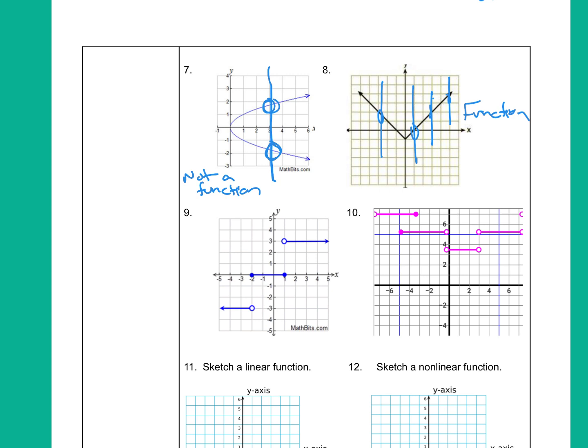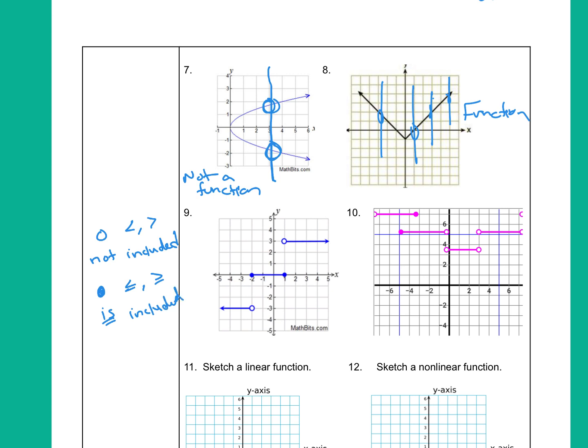Number 9, we had to remember a little bit about inequalities. If it was an open circle, that's when it was a less than or a greater than. And this means that that value at that circle is not included. Whereas if it's a filled in circle, that meant it had the less than or equal to, or could be greater than or equal to, and it is included.